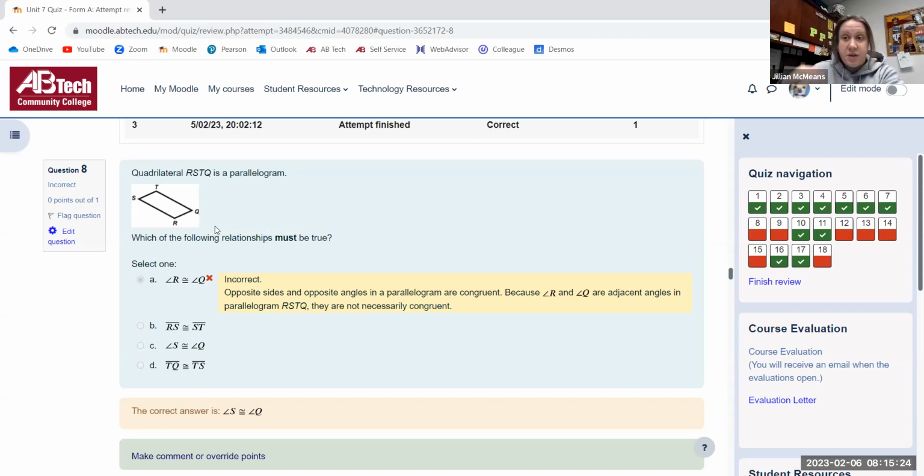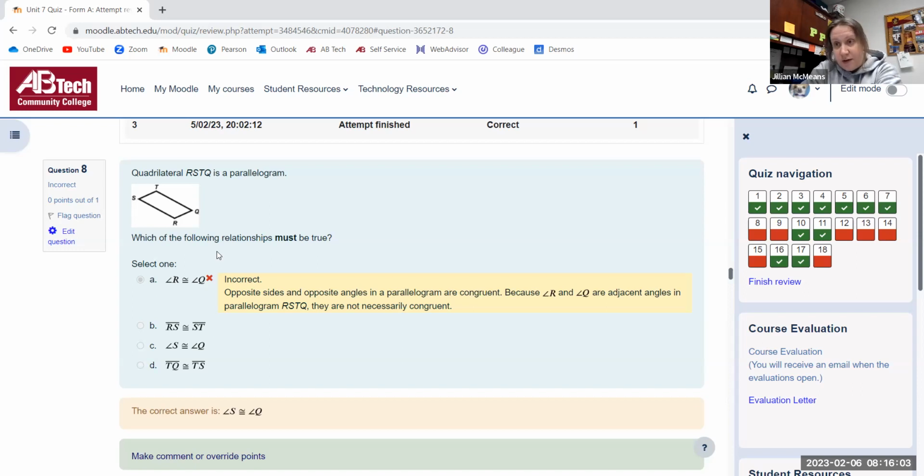So again, with parallelograms, opposite sides are parallel, okay? And then opposite angles are going to be congruent, okay? So right here, let's see. You chose that angle R and angle Q are congruent. That's not true. So it would be angle S and angle Q or angle R and angle T. So then part B says side RS is congruent to side ST. That is also not true. You can see right here, ST is obviously much, much shorter than SR or RS. So it wouldn't be A, it wouldn't be B.